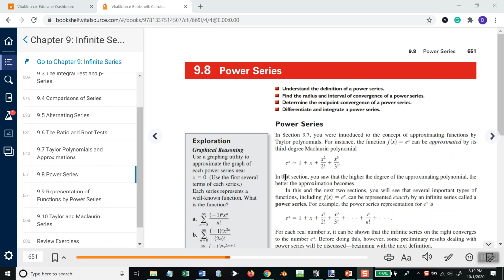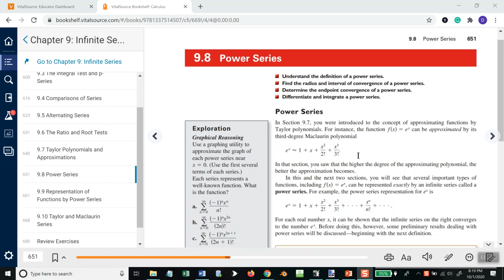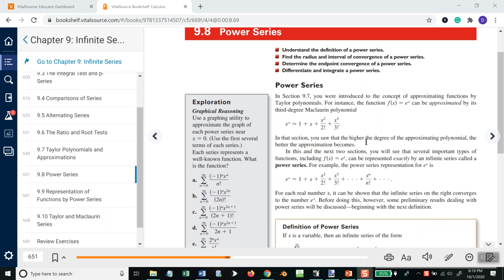This is section 9.8, power series. In section 9.7, you were introduced to the concept of approximating a function by Taylor polynomials. For instance, the function f of x equals e to the x can be approximated by its third degree Maclaurin polynomial, given by this. In that section, you saw that the higher the degree of the approximating polynomial, the better the approximation becomes.